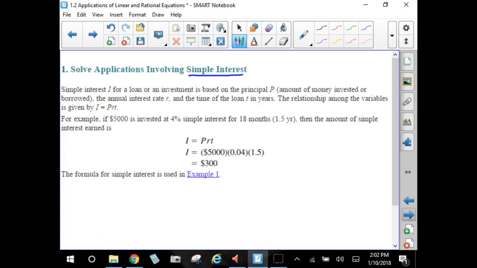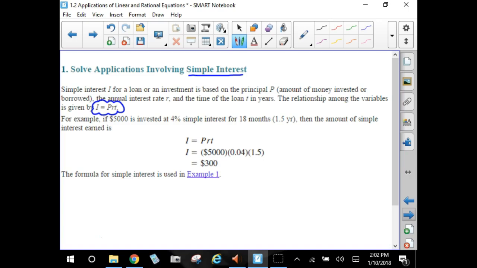As an example, we've got $5,000 being invested at 4% simple interest for 18 months. We want to find the amount of interest earned. If you're talking about simple interest versus compound interest, which we will be discussing in Chapter 4, simple interest is just computed by taking the principal amount times the interest rate times the time.